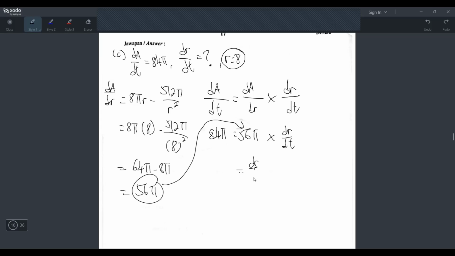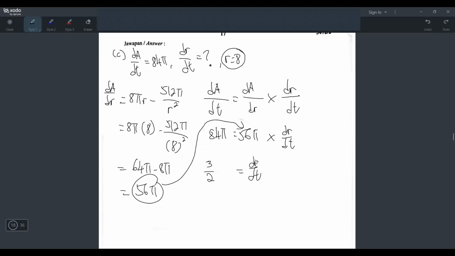And then now you can find your dr dt. 84 divide 56. What's the answer? Let me press. Okay, my calculator give me 3 over 2. So the answer is 3 over 2. Or you can write 1.5 also can. The pi no need write already because pi divide pi potong already. Hilang already. So left with 3 over 2.